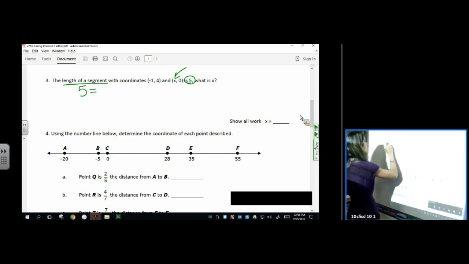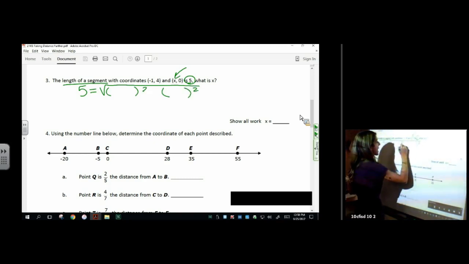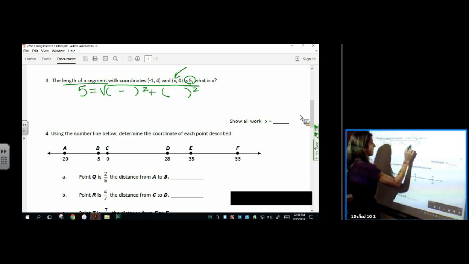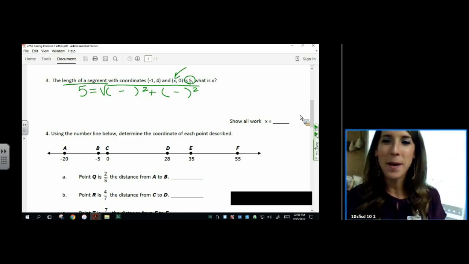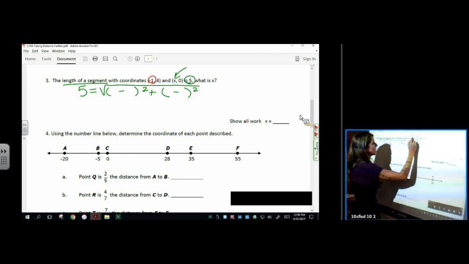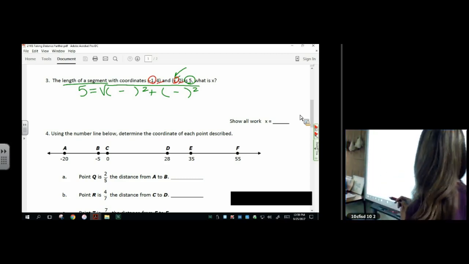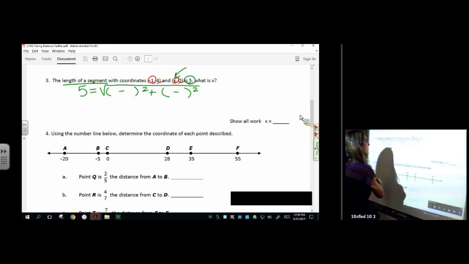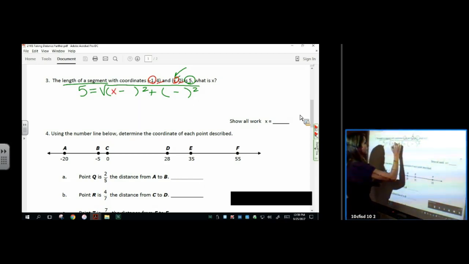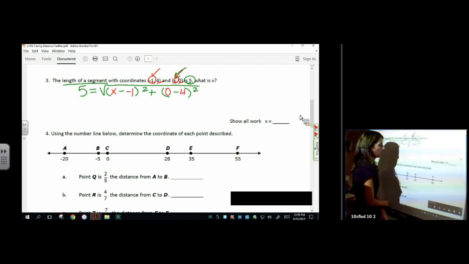So what we want to do first, five equals, we want to draw our distance formula: square root of a squared plus b squared, delta y, delta x. Okay. So now we want to make sure we organize our coordinates. I tell my students, circle your x's and underline your y's. And then you put your circles together and you put your underlines together in those parentheses, making sure you're going in the same order both times. So I'm going to do x and negative 1. So I use this, I use this. Then I'm going to go in the same order and do 0, 4.